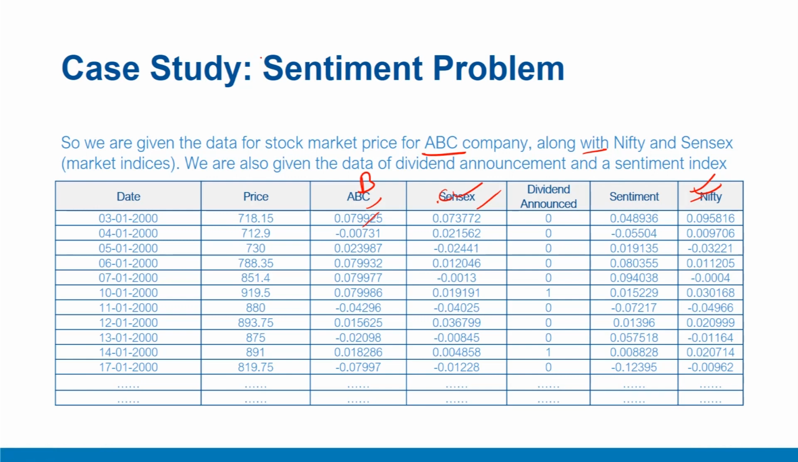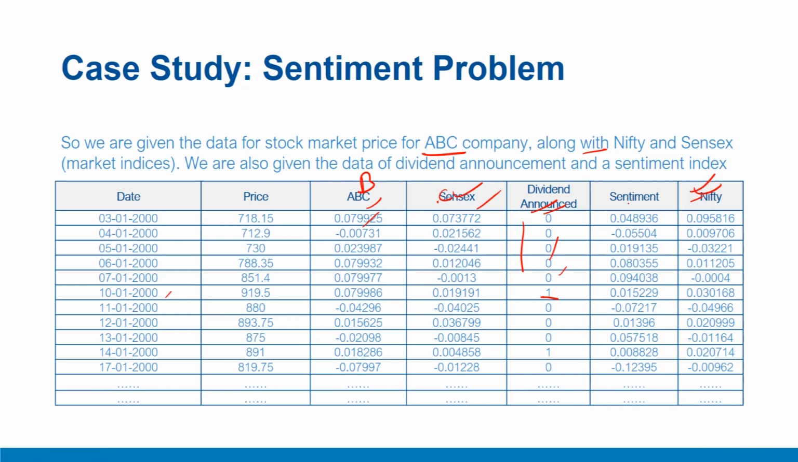Another variable here is dividend announcement, which is provided here in this column. This variable attains a value of 1 if the company has announced a dividend on a particular date and 0 otherwise. So for example, if the value is 1 on this given date of 10 January 2000, because the company ABC announced a dividend on this date, and it is 0 for other days, as we can see, when the company did not announce any dividend. Please remember, this is a dummy variable.